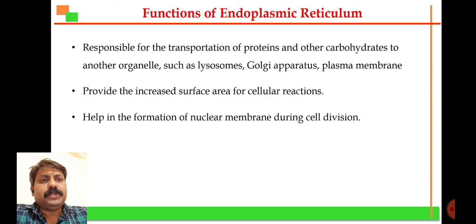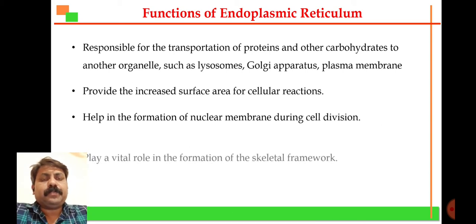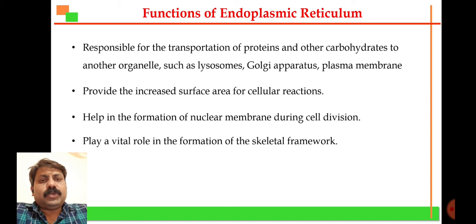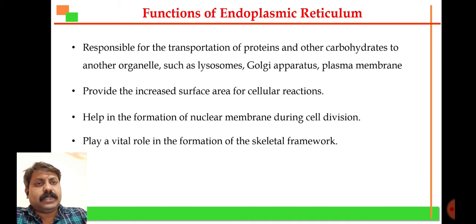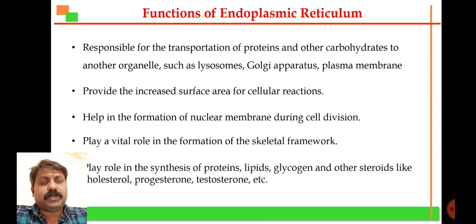It helps in the formation of the nuclear membrane during cell division. So the endoplasmic reticulum has a role in the production of the nuclear membrane also. It plays a vital role in the formation of the skeletal framework. So again it provides the skeleton to the cell. If we suppose the endoplasmic reticulum is not there in the cell, then with all the organelles present but without the endoplasmic reticulum, the network or skeleton of the cell will not be formed. So formation of the skeletal framework is with the help of the endoplasmic reticulum.